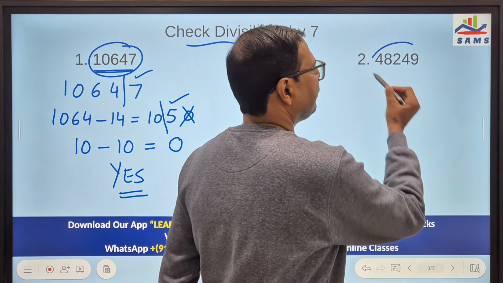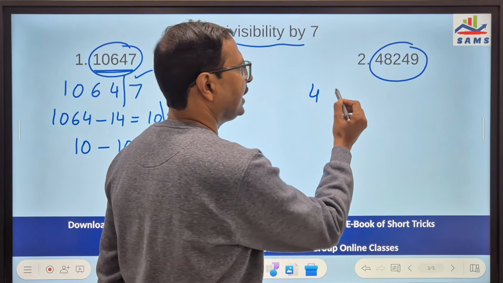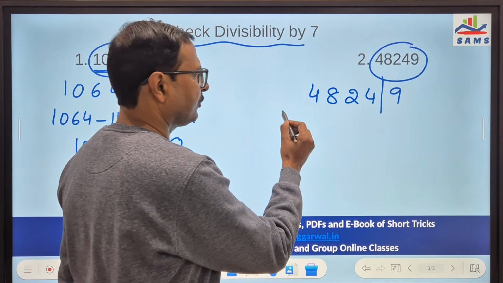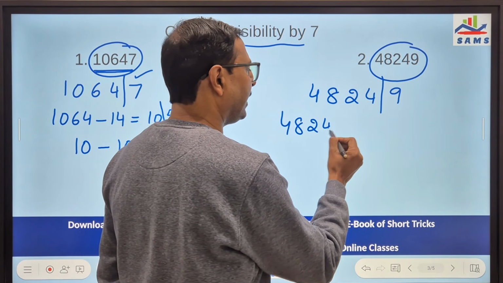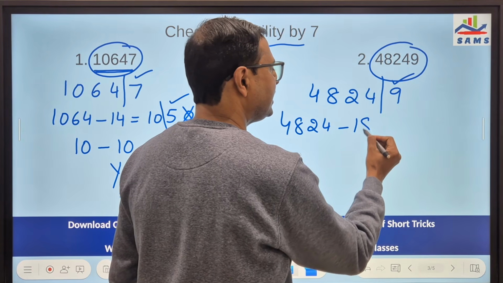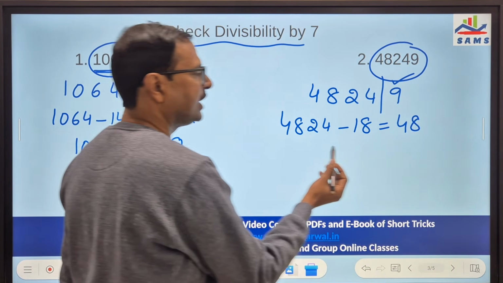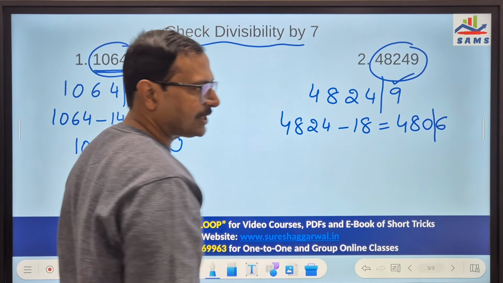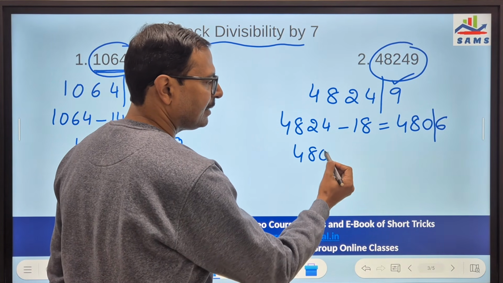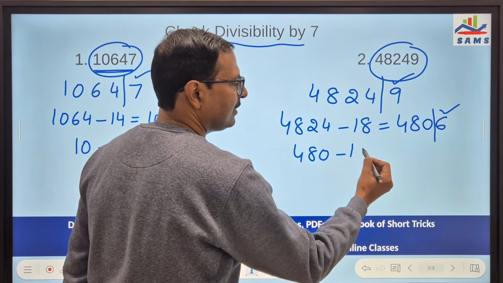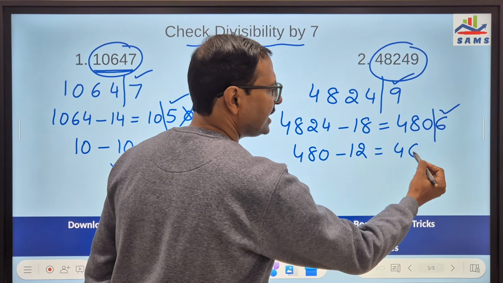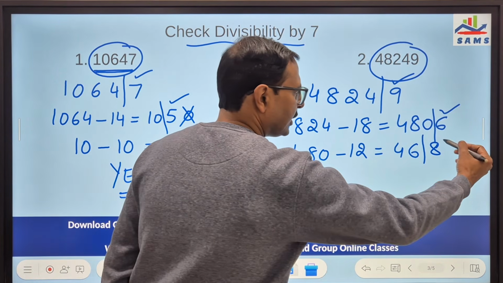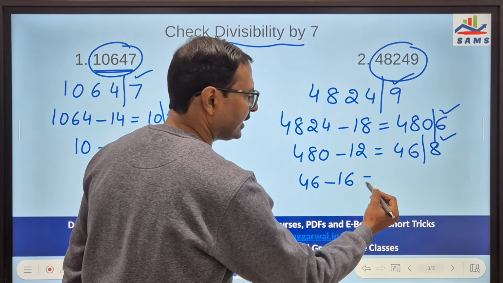Likewise, we have a 5-digit number here. So 4, 8, 2, 4, 9. Separate out the last digit. We have 4824 minus 2 times 9 is 18. So we get 4, 8, and 24 minus 18 is 6. So 06. Separate out the last digit again. 480 minus 2 times 6 is 12. So I get 468. Separate out the last digit. 46 minus 2 times 8 is 16. So I get a 30.